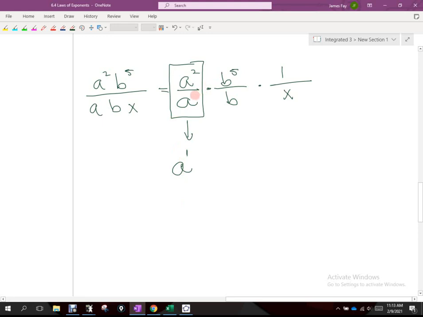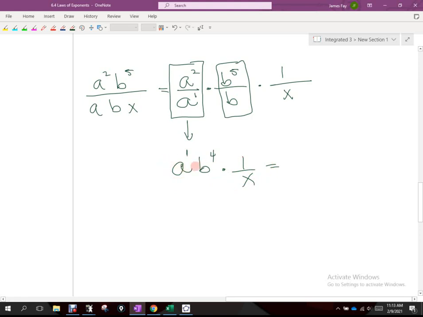Okay. Because I'm going to take the 2 minus the 1. That's going to leave that number a to the 1st in the numerator. What's this going to lead me to? B to the 4th. Okay. Now these are not like bases, right? So I'm not going to do anything there. I'm going to have 1 over x.